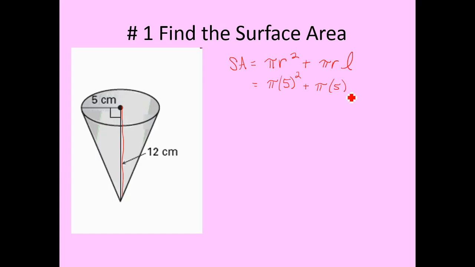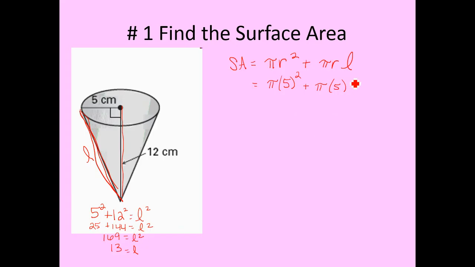What about the L? What about the slant height? Well, we don't know that on this cone yet. This guy right here would be that slant height. We need to calculate that using the Pythagorean theorem. So we'd say 5 squared plus 12 squared equals L squared. Remember, the L is the hypotenuse in this case. So we have 25 plus 144 equals L squared. This would be 169 equals L squared. Square root it, and the slant height is 13.